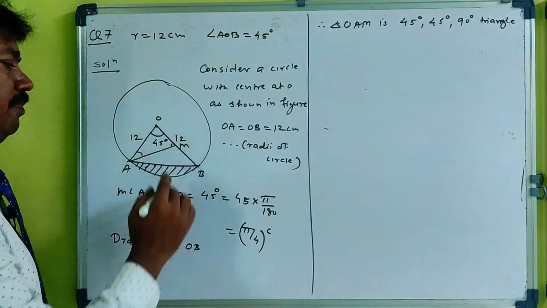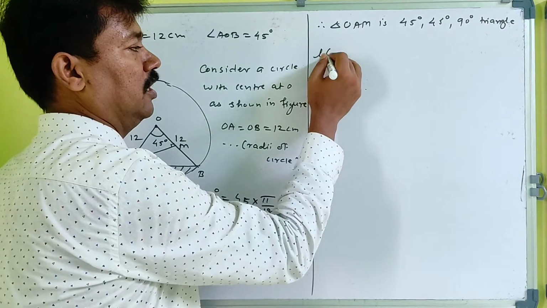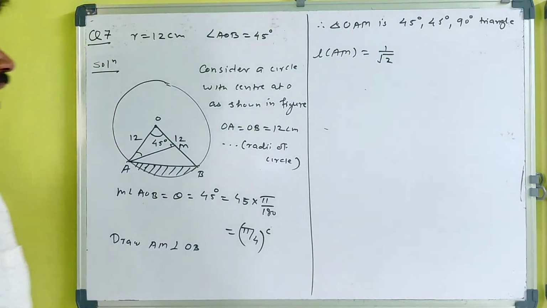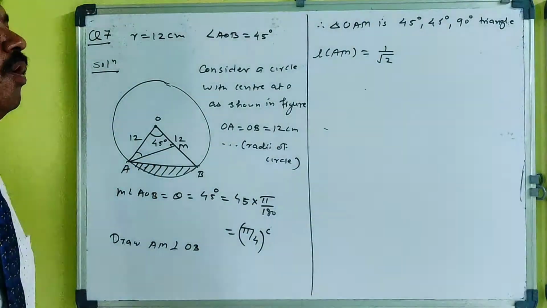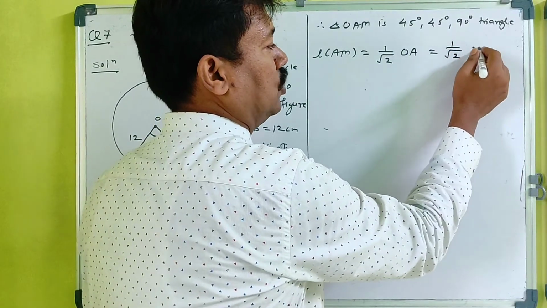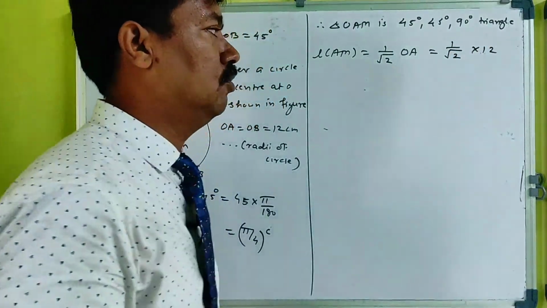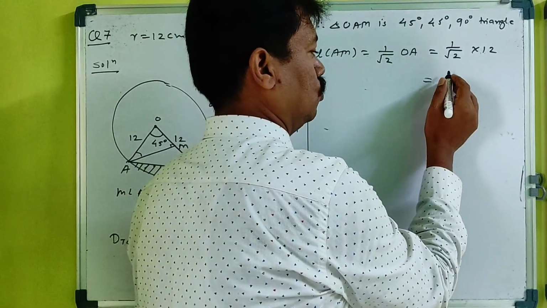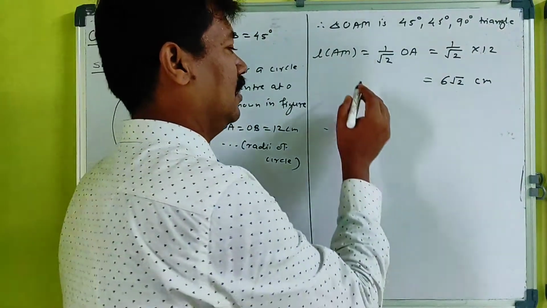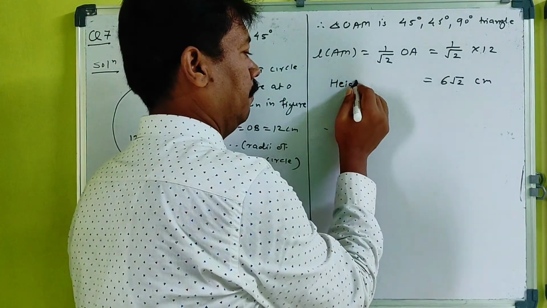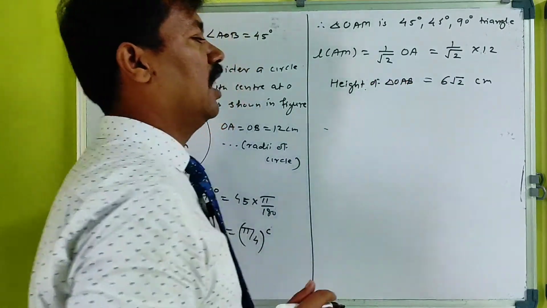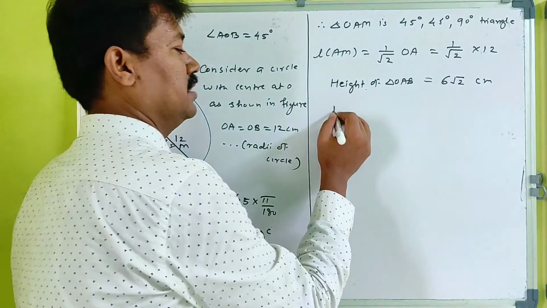So what is AM? The length of AM is 1 upon root 2 times the hypotenuse. Hypotenuse here is OA. That is 1 upon root 2 into 12. The 2 will cancel, so that will become 6 root 2 centimeter, and that is nothing but the height of triangle OAB. Remember this is the height of triangle OAB.